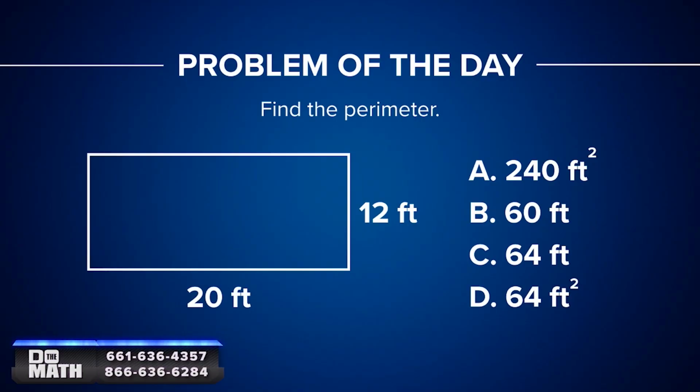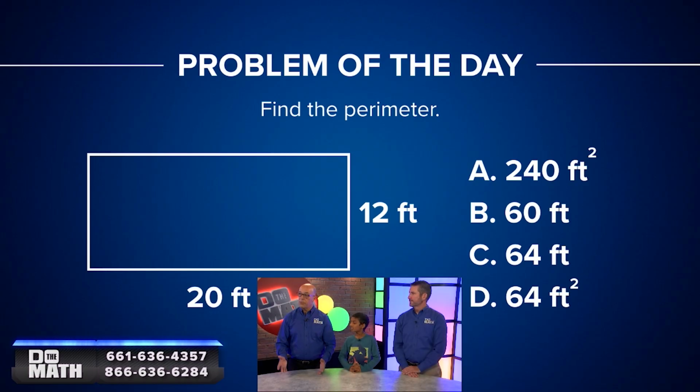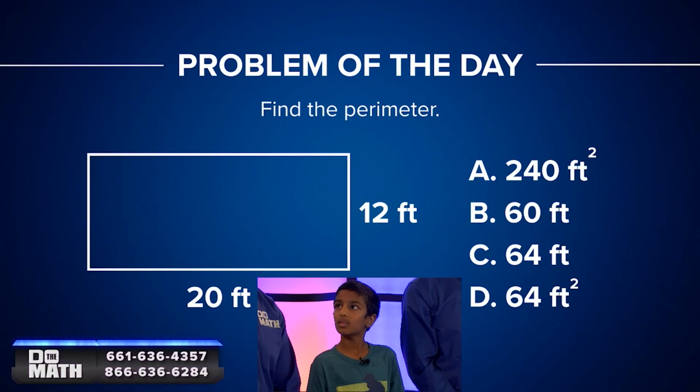Now, do you know what perimeter even means? Perimeter means like the border of a shape. Right, the border of the shape, right? The distance around it, okay? So we're going to find the distance around it, the border. So what numbers do you think we need to pay attention to up there? 20 and 12. Right, 20 and 12.